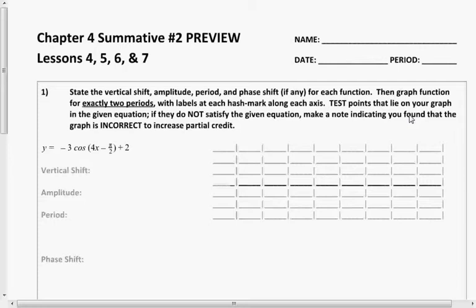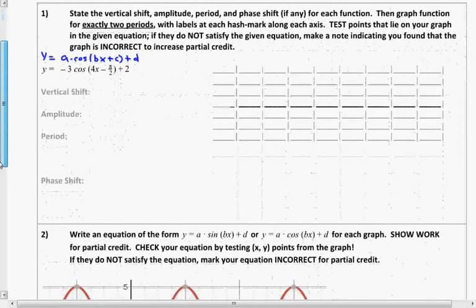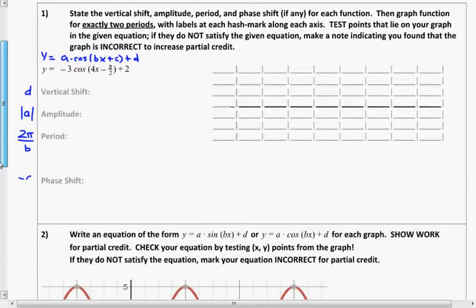All right, so I would probably start this by saying this equation is y equals a times the cosine of bx plus c, plus d. Remember all that? All right. The reference sheet tells you the formulas for vertical shift, amplitude, period, and phase shift. Okay, vertical shift is d. Amplitude is the absolute value of a. Period is 2 pi over b. And phase shift is negative c over b.